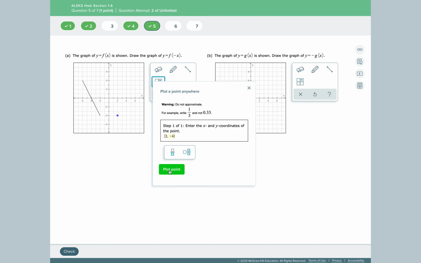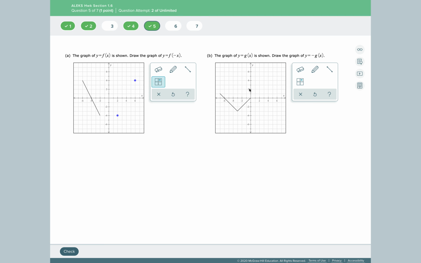-4. Plot that point. For the endpoint in the upper left-hand region, we have -6, 4. Reflecting about the y-axis, x becomes 6 and y stays fixed at 4. Then just connecting the dots, this is what we have for y equals f of -x.